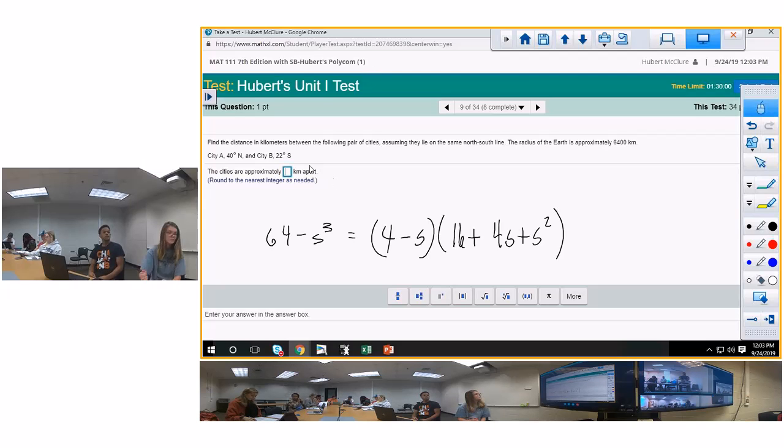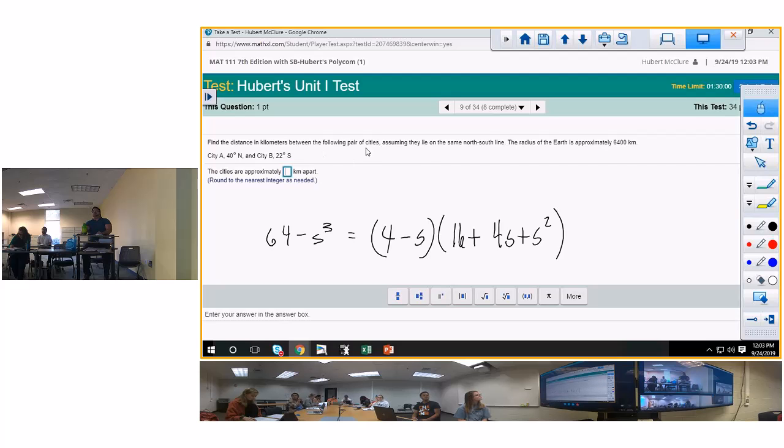Okay, I'll shut up. Find the distance in kilometers between the following pairs of cities, assuming they lie on the same north-south line. The radius of the Earth is approximately 6,400 kilometers. Find the distance in kilometers between the two pairs of cities. This one, city A, is 40 degrees north, and city B is 22 degrees south.